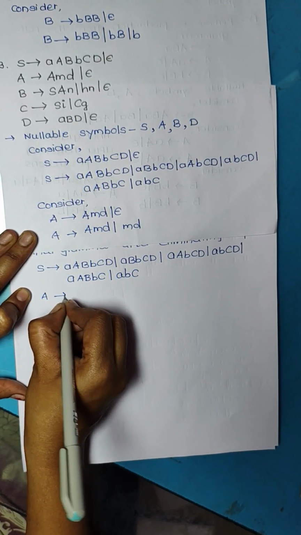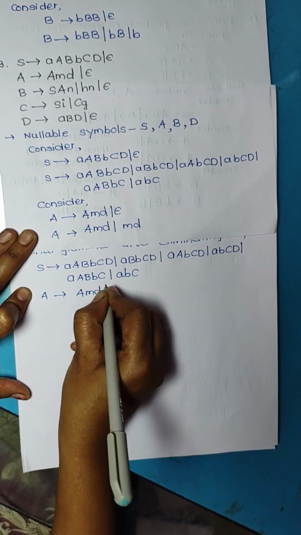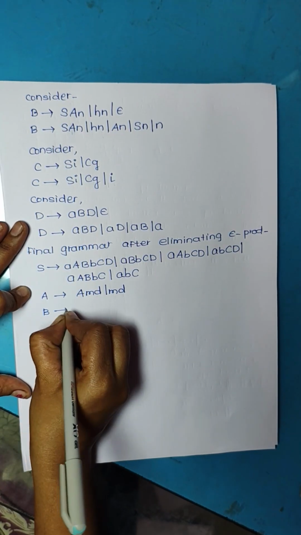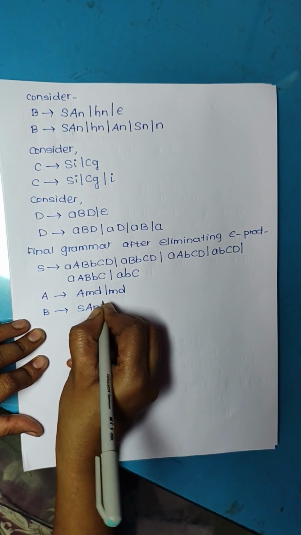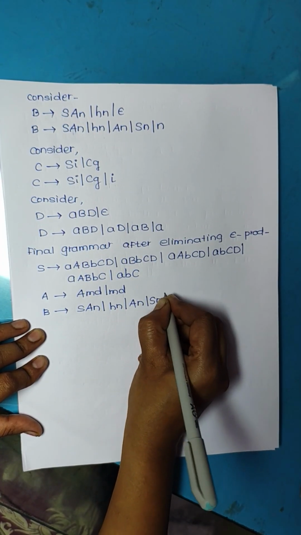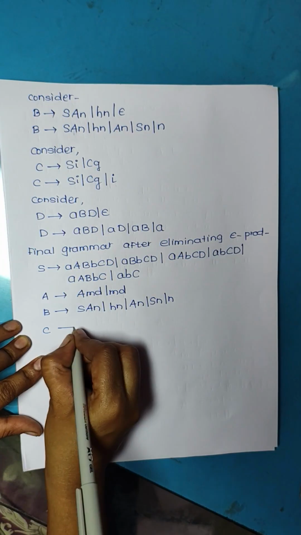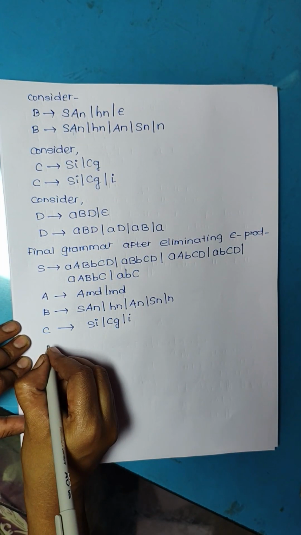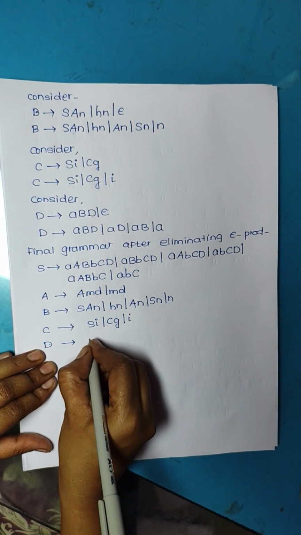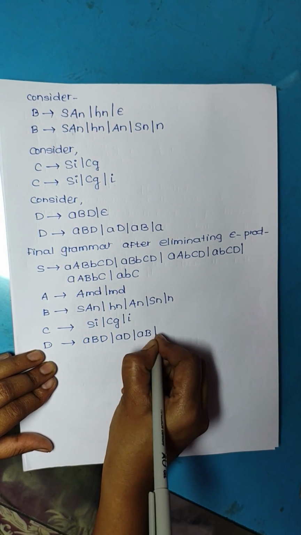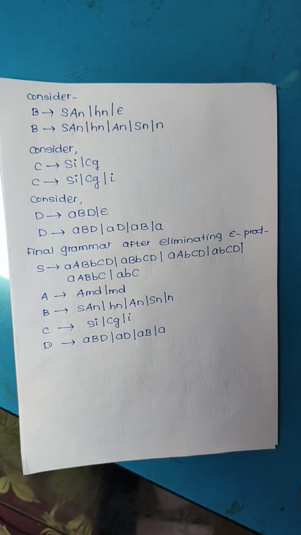Then the production of A is A, M, D, or M, D, and the next production is of B. B gives S, A, N, H, N, or H, N, or A, N, or S, N, or N. Then C gives S, I, or C, G, or I. And the last one is nothing but D. D gives A, B, D, or A, D, or A, B, or A. In this way we have to remove the epsilon production from the given grammar.